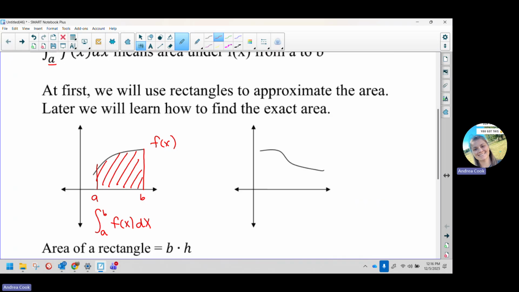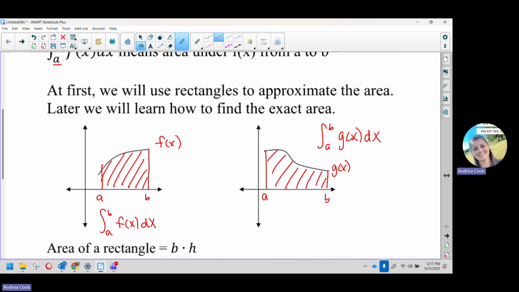All right, so here's another function. We'll call it g of x. If I start at A and stop at B, this area would be the integral from A to B of g of x. Okay, so eventually we're going to put things together and you're going to learn how to calculate that area. But today we're just going to be using rectangles to approximate the area.